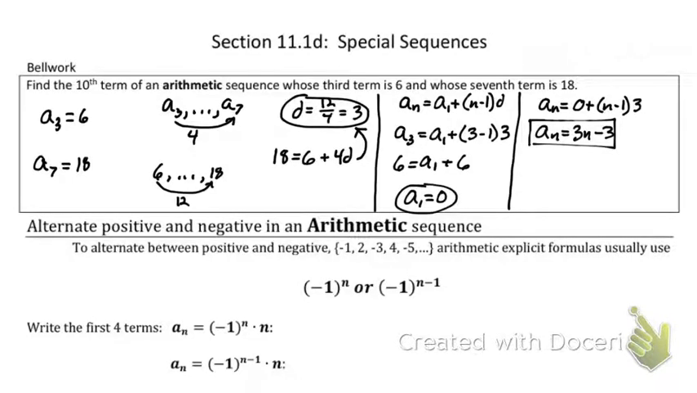So once again, what I'm doing is I come up with my common difference by doing 12 divided by 4, which equaled 3, which came from this equation: 18 must equal 6 plus 4 of these common differences. I plug in my information to come up with my first term. I come up with my explicit equation, and now I can plug 10 in for that n. I plug 10 in for that n, and we would have our a sub 10 would equal 30 minus 3, which equals 27. So our correct answer is 27.